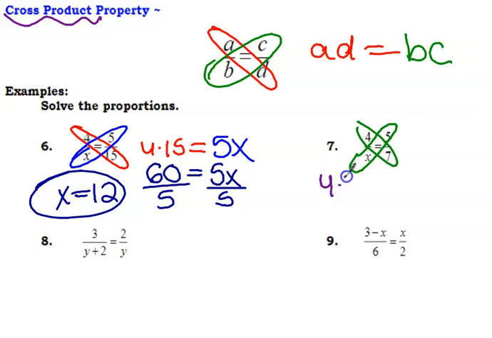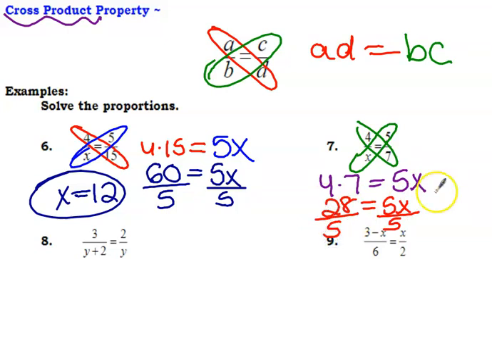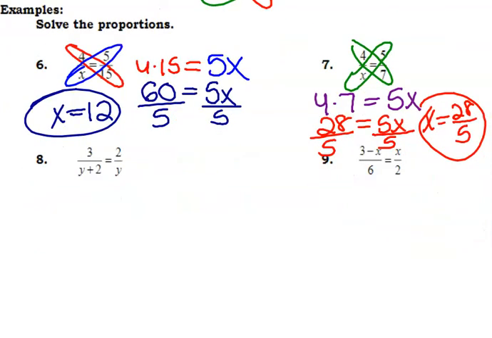So 4 times 7 equals 5 times x. So now I have 28 equals 5x. Divide 5 to both sides. Okay, and x equals 28 over 5. Leave it like that. I can't take anything out. I do not want a decimal. Right? Number 8 and number 9 is distributive.